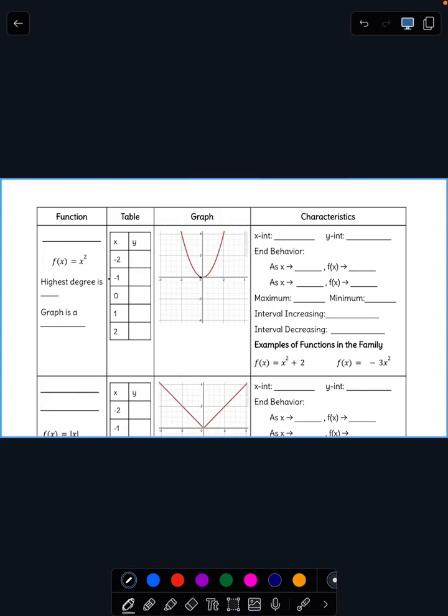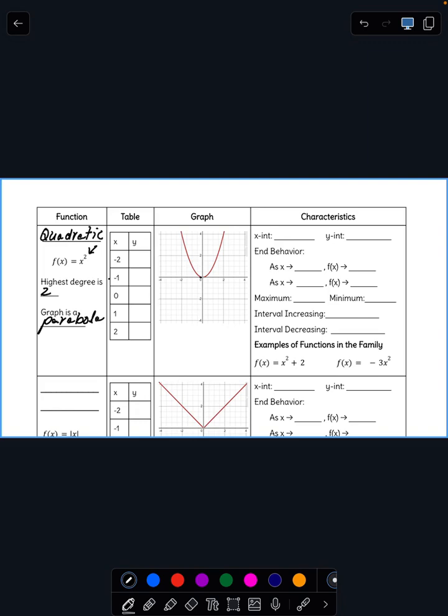Right, so I'm going to continue with the types of parent functions. Our next function, you can see it looks like a U. It's actually the shape of what we call a parabola. You can tell that this is a quadratic function just by the way it's shaped, but also because the highest degree is 2. You're going to have that 2 on the exponent, just like we did with quadratic equations. The graph is a parabola.